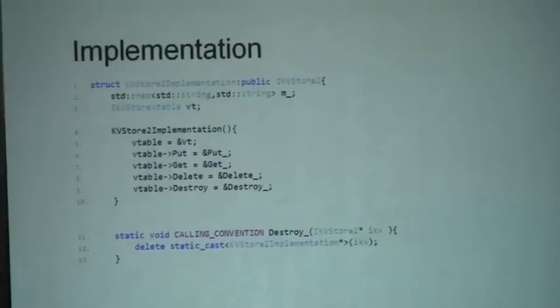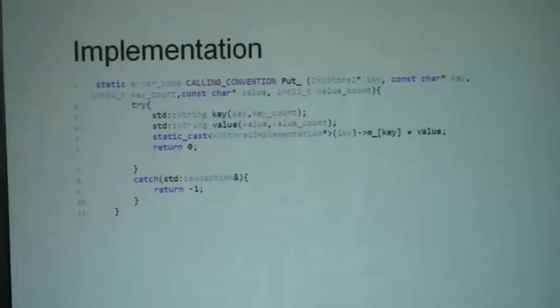Then in our implementation, we derive from IKV store, and then we set our vtable. We store a vtable, and then we just put function pointers in. Then we use static cast to downcast when everything's passed, and we know it's a parent of us, so we can static cast down there and do what we need to do. For example, put: we get our key, get our value, static cast this, access the map, put the key value in there. Same problem there.